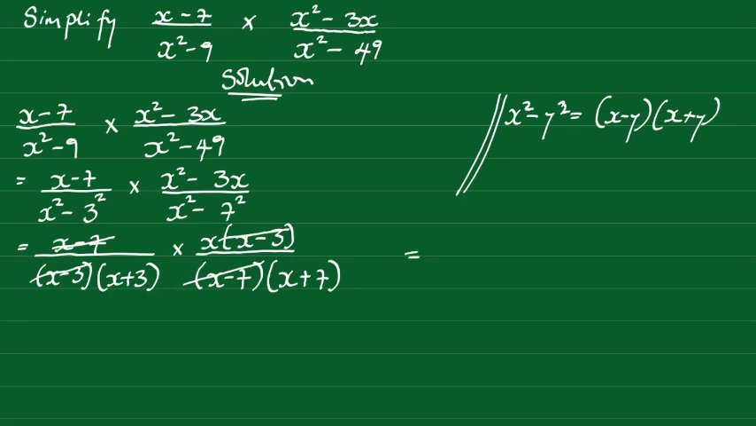We're left with x at our numerator, while at our denominator we have (x plus 3)(x plus 7). Now this itself is our answer to this particular question.